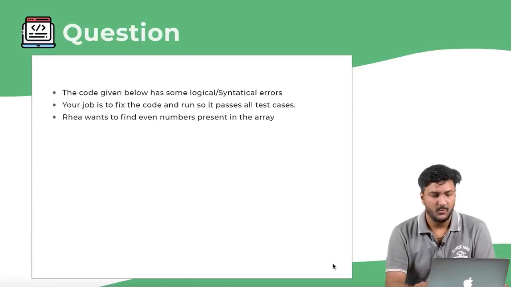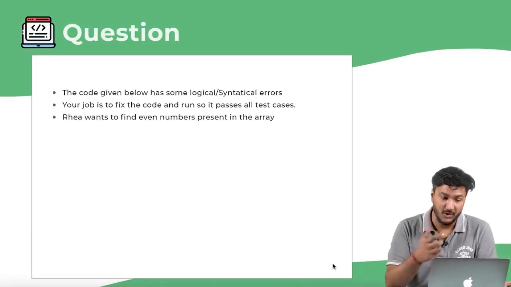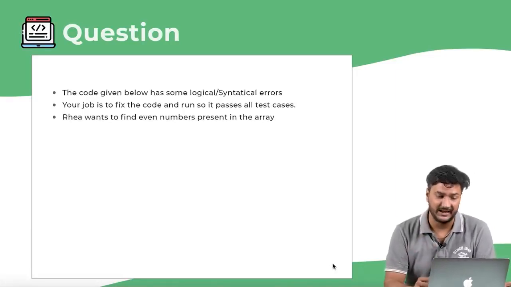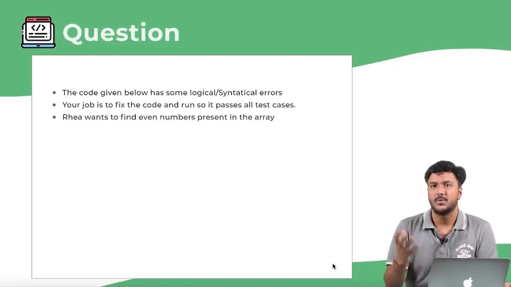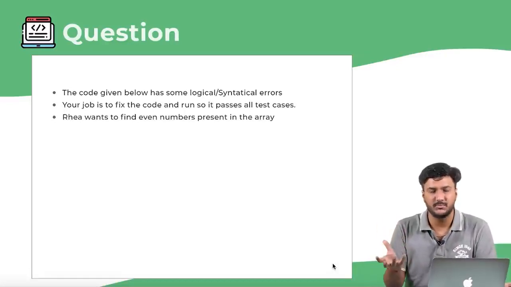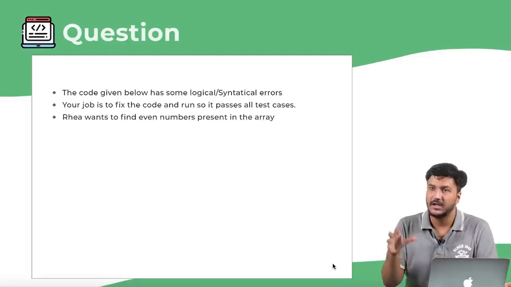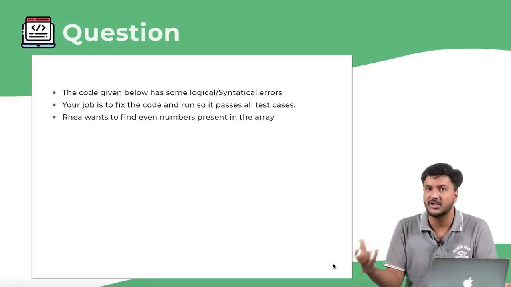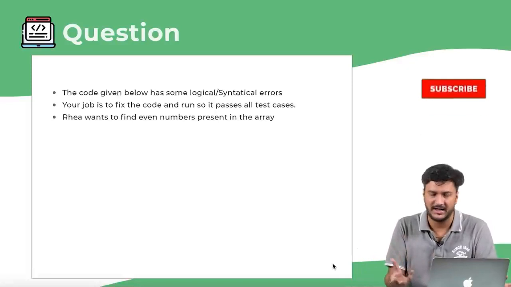Okay, so what they are saying is the code given below has some logical or syntactical error. Your job is to fix the code so that it passes all the test cases, right? So maybe there's some issue in the code. You are supposed to fix that. The code is compiling perfectly, but the desired output is not coming, right? So we'll learn about that, why it is not coming.